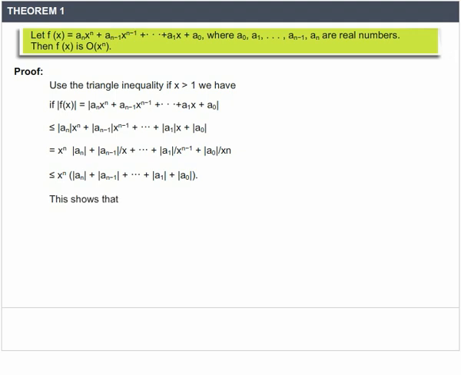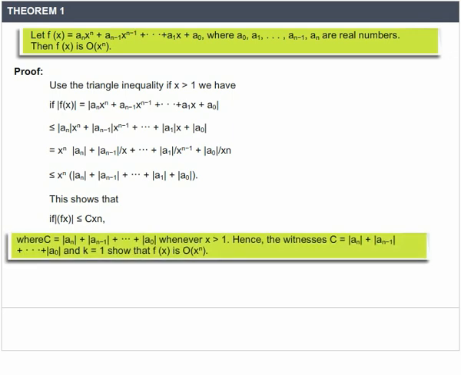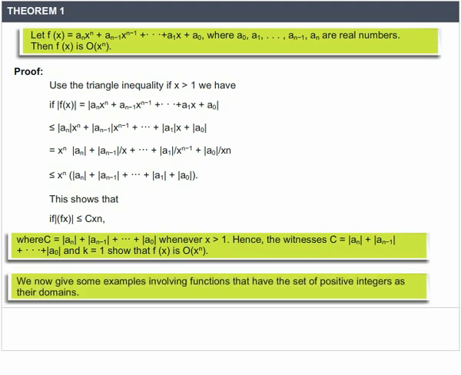This shows that modulus of f(x) is less than or equal to c x^n, where c equals modulus of a_n plus modulus of a_(n-1) plus etc. plus modulus of a_0, where x is greater than 1. Hence, the witnesses c equal to modulus of a_n plus modulus of a_(n-1) plus etc. plus modulus of a_0, and k equal to 1 show that f(x) is order of x^n. We now give some examples involving functions that have the set of positive integers as their domains.